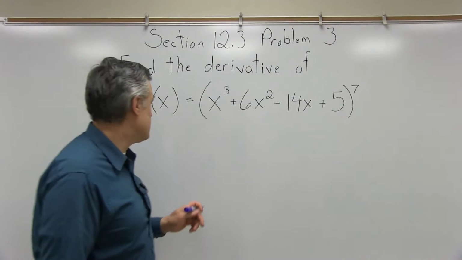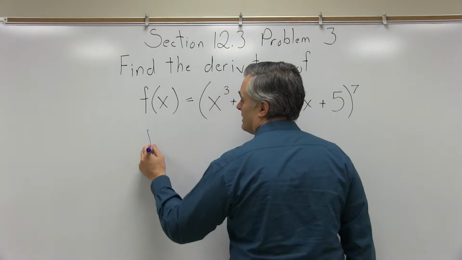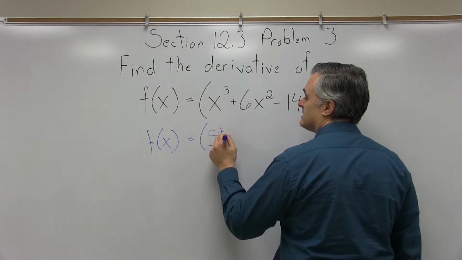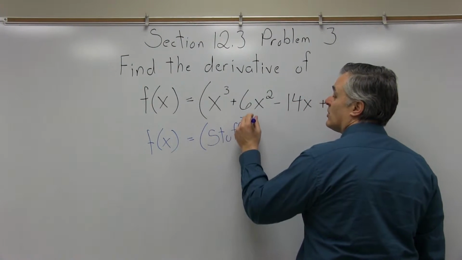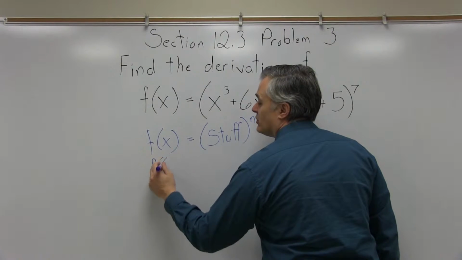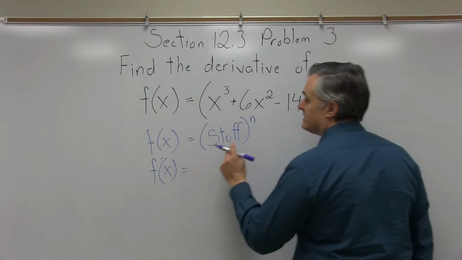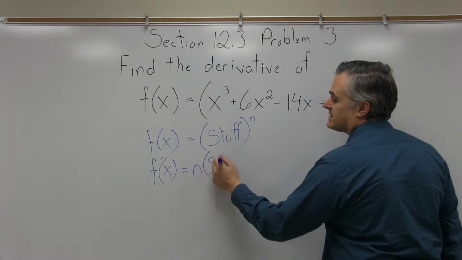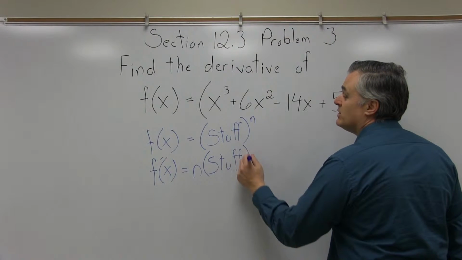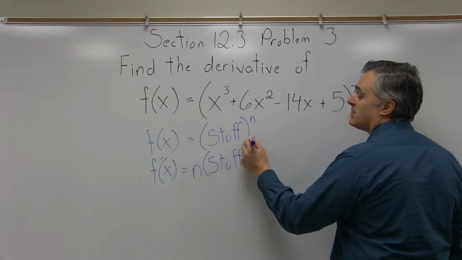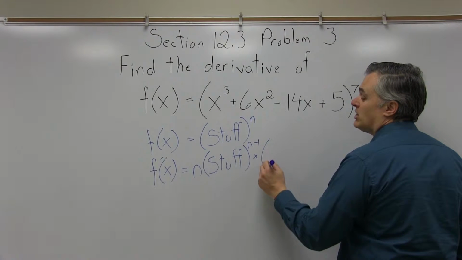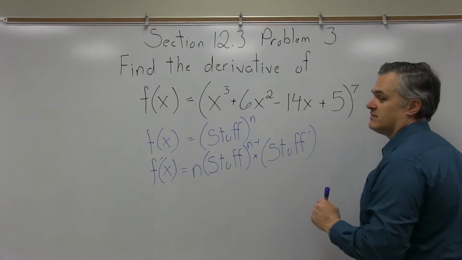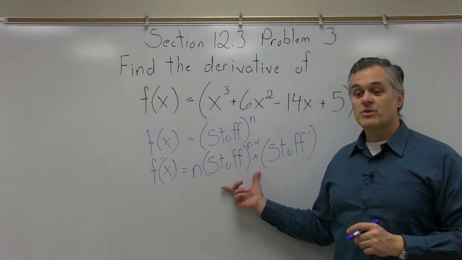So the chain rule says if your function is some stuff in parentheses raised to a power, then the derivative, f prime of x, is the n for the power comes down in front of the parentheses. The stuff stays the way it is. You reduce the power by 1, so this n becomes an n minus 1. And then you multiply times stuff prime, the derivative of the stuff. So that's the formula we're going to fill in.